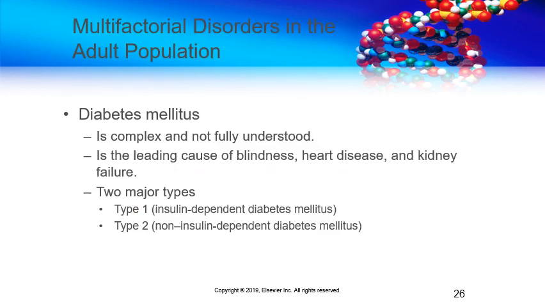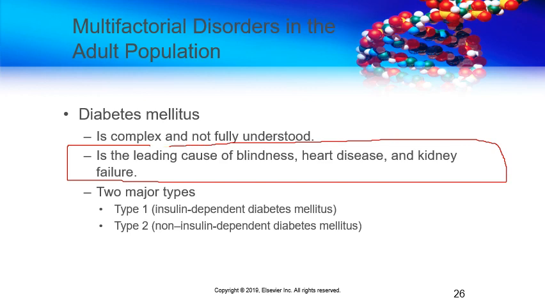We already know that diabetes is very complex and not fully understood, and these are two major types, but there are more. The thing with diabetes is that it is the leading cause of blindness, heart disease, and kidney failure. So when somebody comes in to check their diabetes, you need to check on their eyes, their heart, and their kidney, okay? It's not just about their blood sugar.